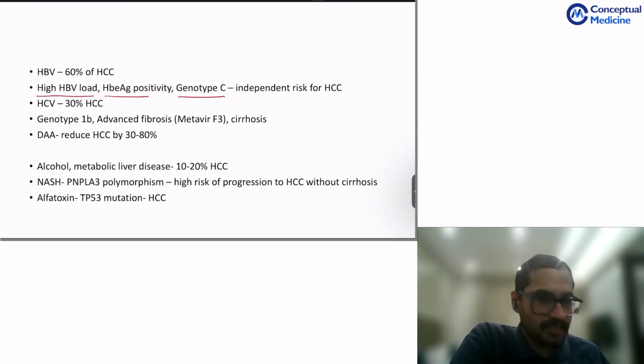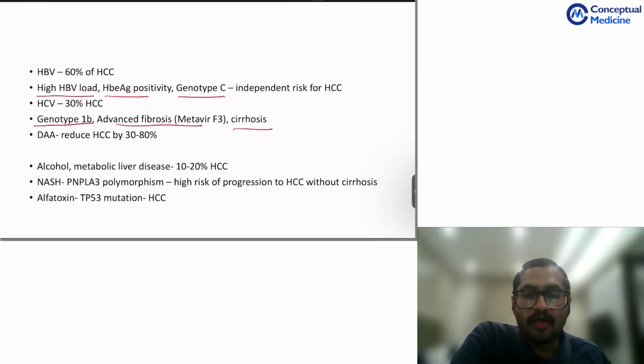Similarly, coming to HCV, it is the type 1b genotype, and the presence of advanced fibrosis. We use the histological classification called the Metavir classification, which is F3, fibrosis grade 3, and cirrhosis. So when HCV patients have advanced liver fibrosis and cirrhosis, they have a risk of development into HCC.